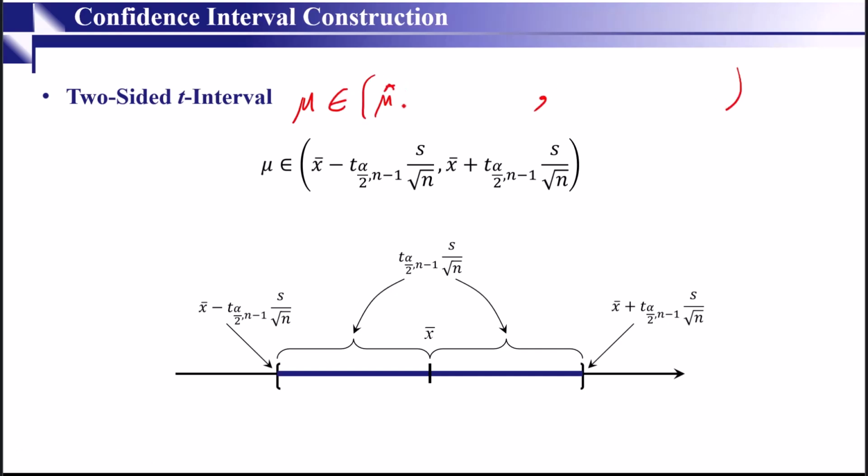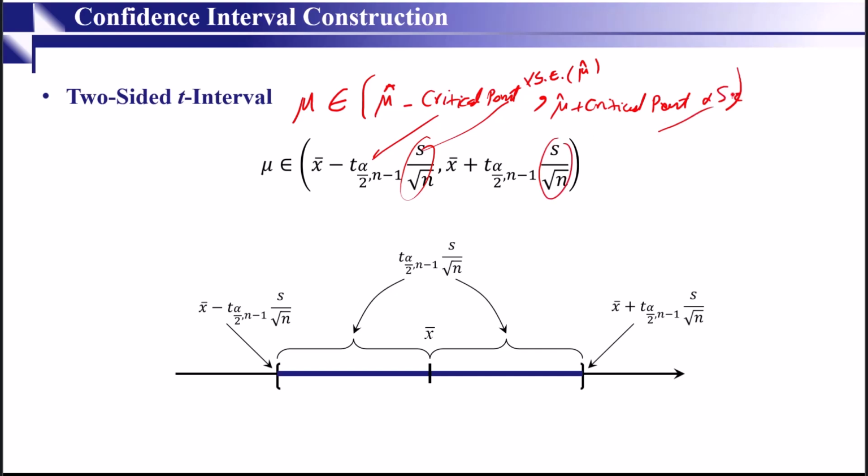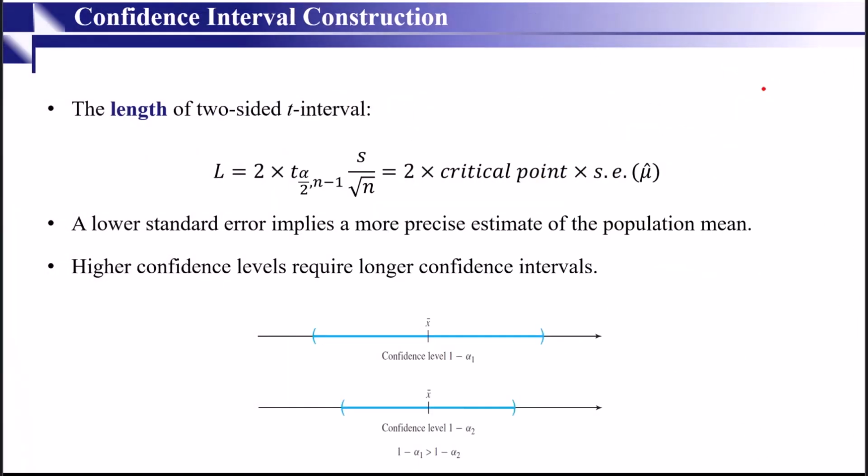Mu hat minus the critical point multiplied by the standard error of mu hat, and the same here, mu hat plus the critical point multiplied by the standard error, SE of mu. The standard error is the standard deviation of the sampling distribution of a statistic, like the sample mean. So the question is, what is the length of the two-sided interval? The length of the two-sided interval is L, 2 multiplied by the critical point and the standard error, right? So this is the critical point and this is the standard error.